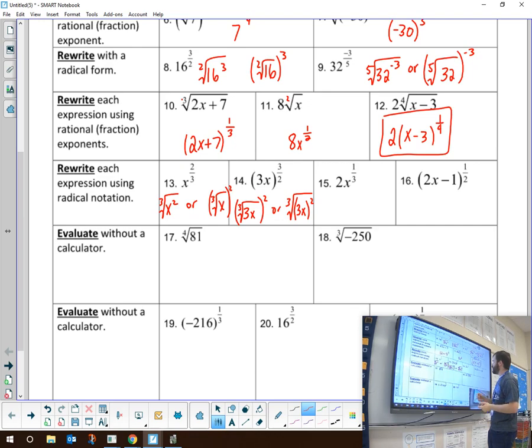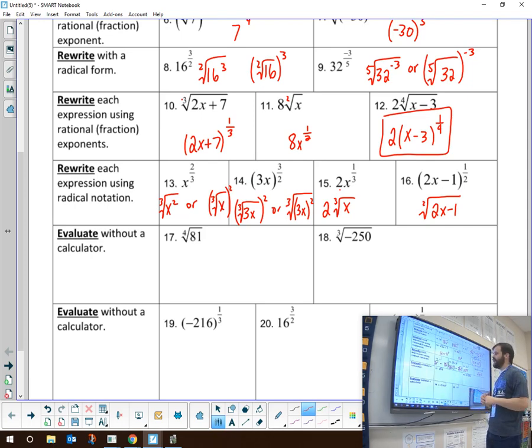On this next one, notice this 2 is not being affected by that 1/3, right? This 2 is not being affected by that 1/3. There's no parentheses. So it's just going to be 2 times the cubed root of x. This one, we're going to have the square root. You can put the 2 or you cannot, of 2x minus 1, and it's all going to be on the inside. Okay, so that's how we rewrite these.